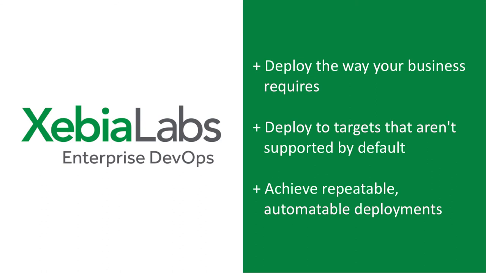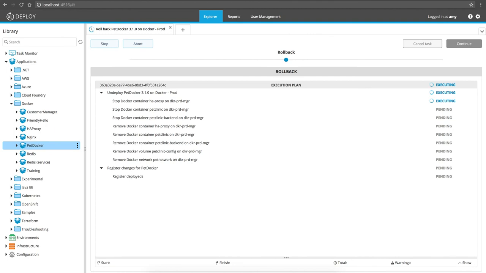You can deploy the way your business requires, or even deploy to targets that aren't supported by default, and still benefit from the unified deployment model and achieve repeatable, automatable deployments. But the XebiaLabs DevOps platform doesn't just build a plan to deploy your application. It also automatically generates a rollback plan that will return your infrastructure to its previous state. Just like with deployment plans, you don't need to manually create the necessary rollback steps.